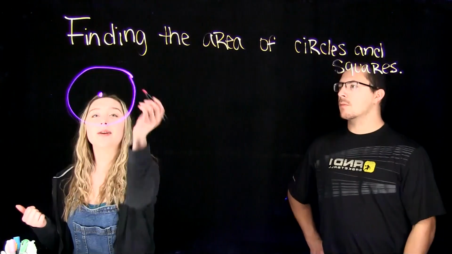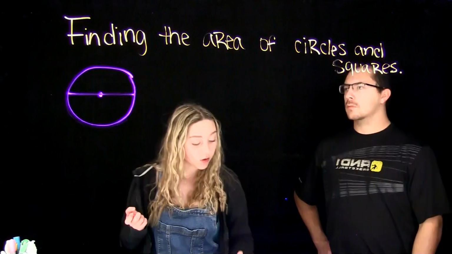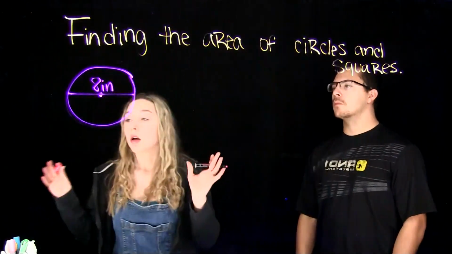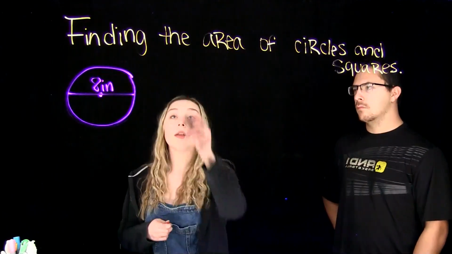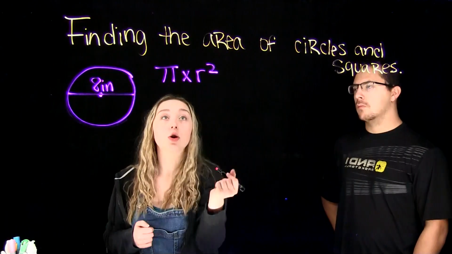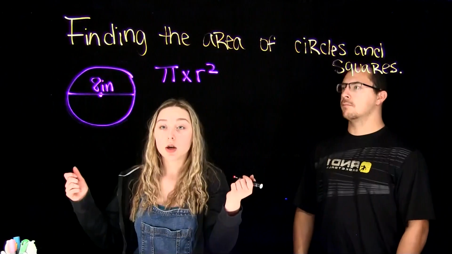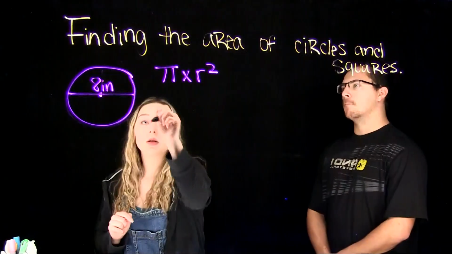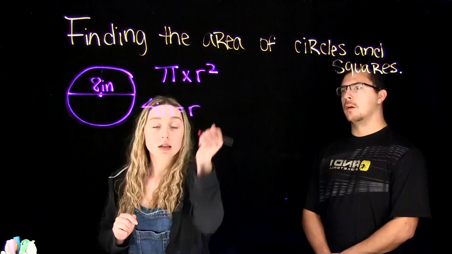Alright, and then here is the middle of our circle, and I'm going to draw a diameter. Our diameter for this problem is 8 inches. So before we start this, we need the formula of how to find a circle, and that is pi times radius squared. So how do we find the radius? Because if this is the diameter, we need to find the radius. So we're going to divide this in half. So it's going to be actually 4 inches is our radius.